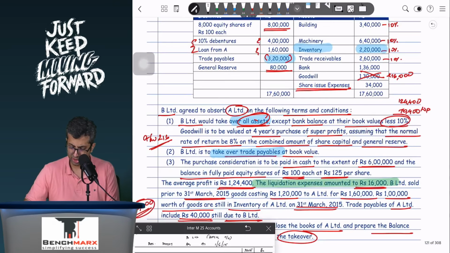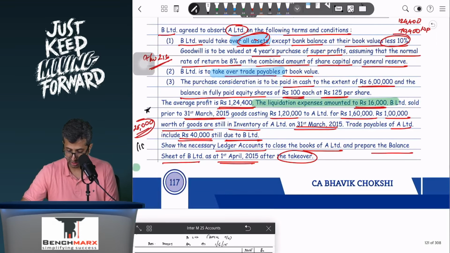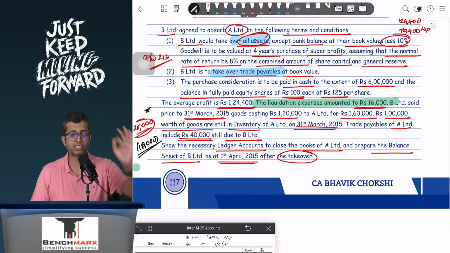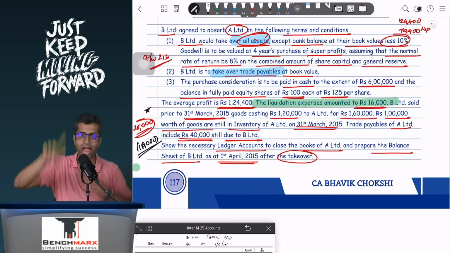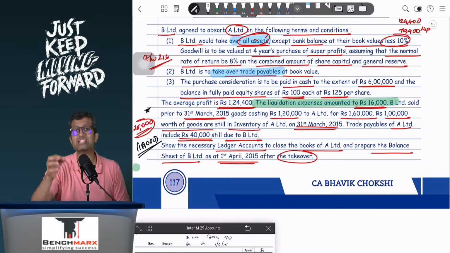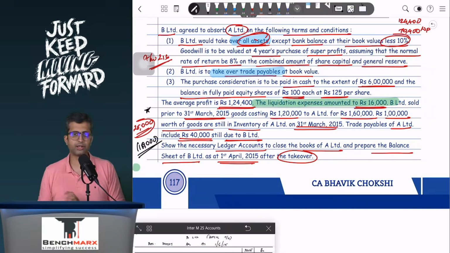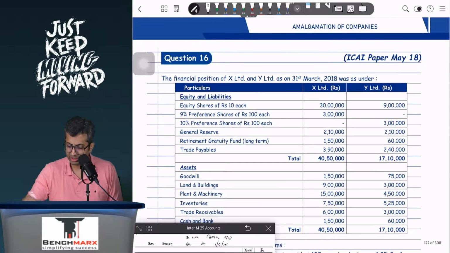Specifically, this adjustment I would say will be an important one, where 25 minus 10, which is equal to 15. When will this adjustment come? If there's an unrealized profit on inventory and the inventory is taken over at a value which is less than its book value. Okay, then you have 16.